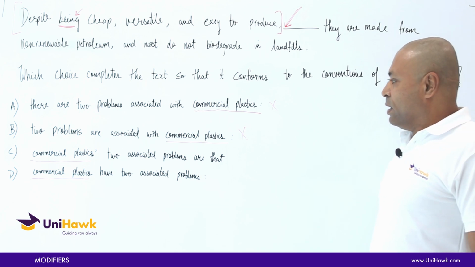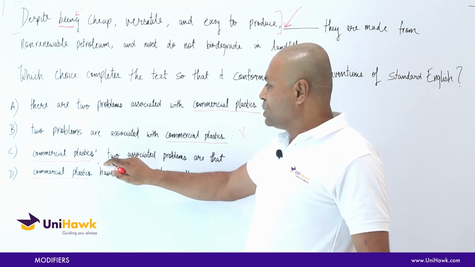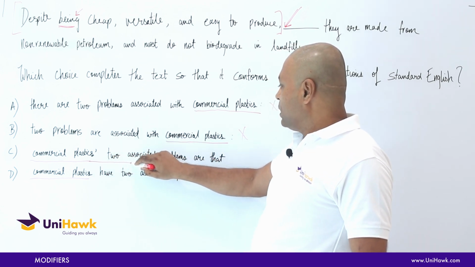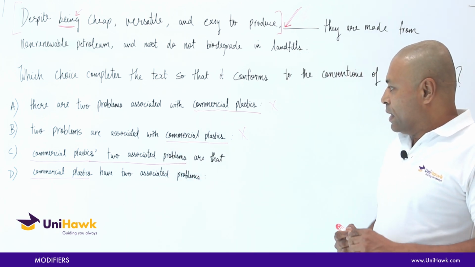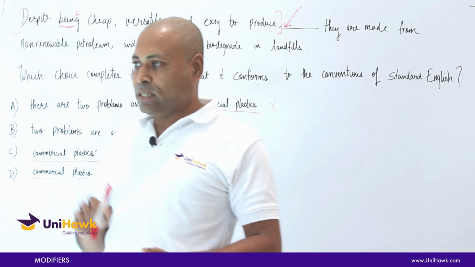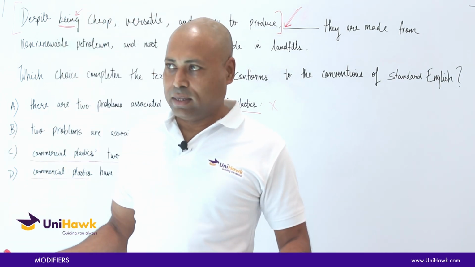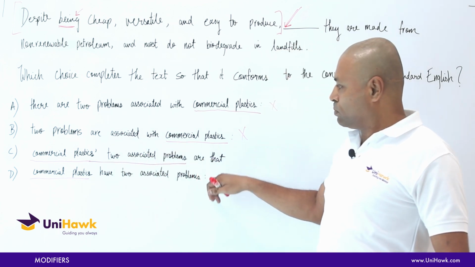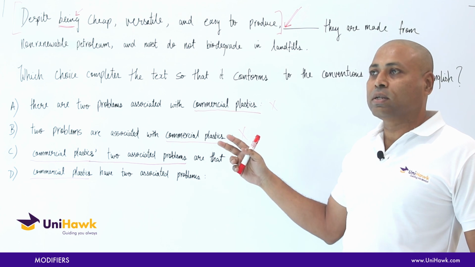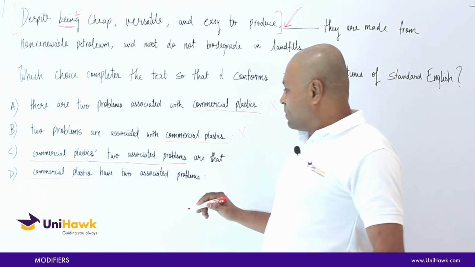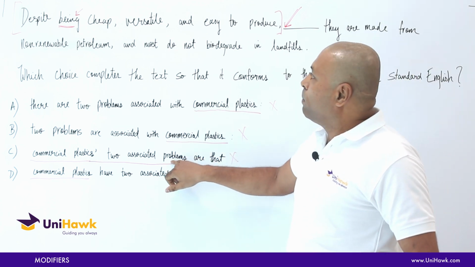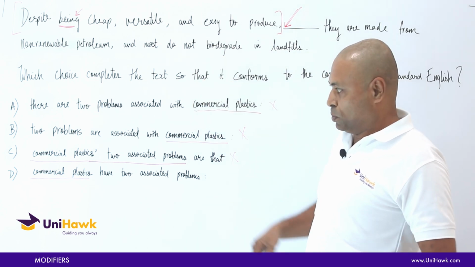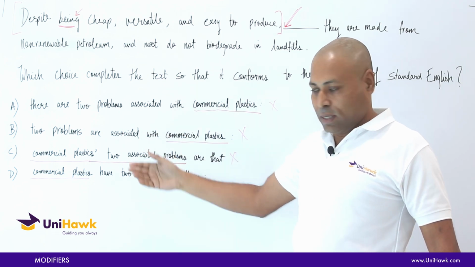How do we choose one? Very simply, the reference to commercial plastics' associated problems is not commercial plastics itself. So this is actually an entity this long. In simple terms, John and John's something are not the same thing. If I say John's house, of course John's house is a house. John's house is not John. It's something like that. Commercial plastics' associated problems are actually two problems. They are not commercial plastics. Which means this also gets cancelled because the two problems are not what is cheap, versatile and easy to produce. The commercial plastics are cheap, versatile and easy to produce, and commercial plastics are distinct from commercial plastics' problems. So this is the right answer.